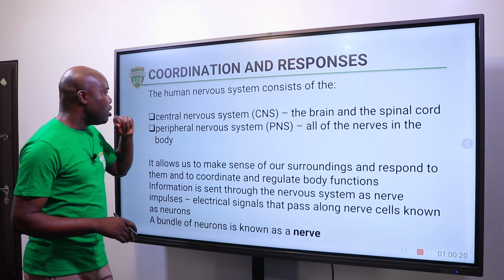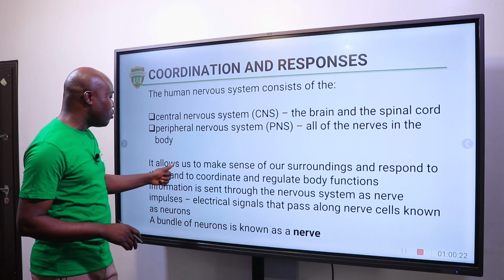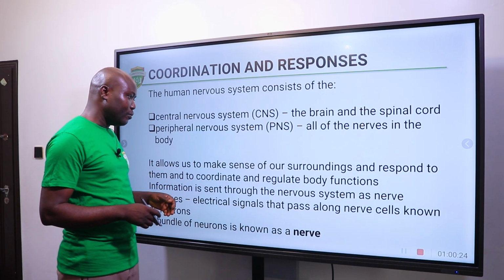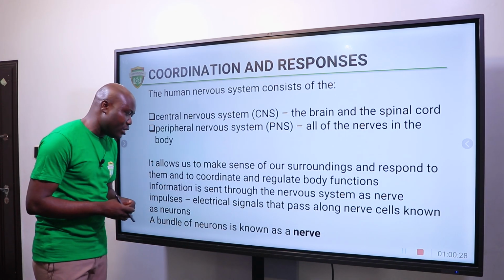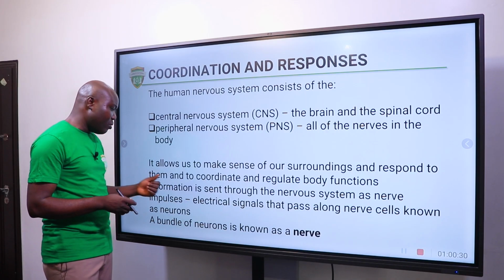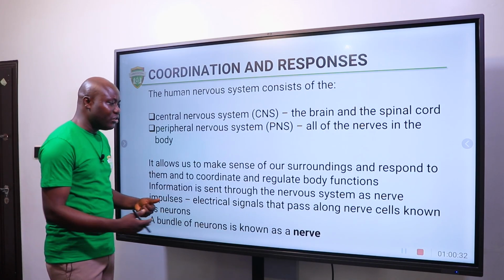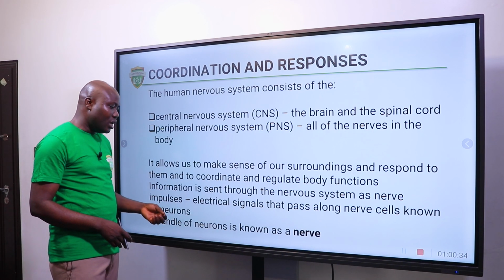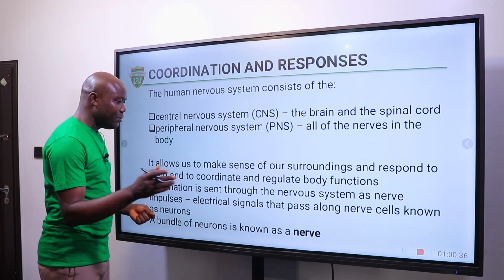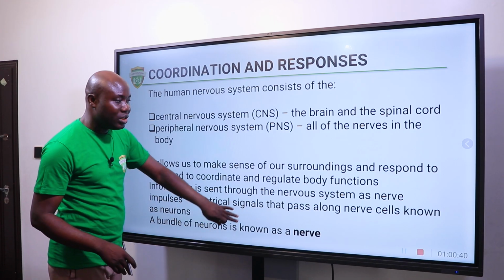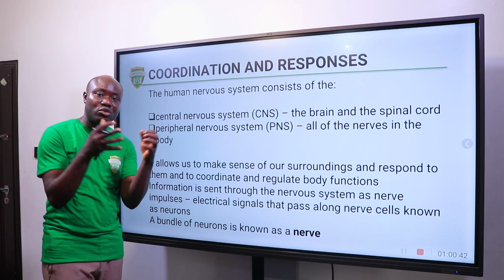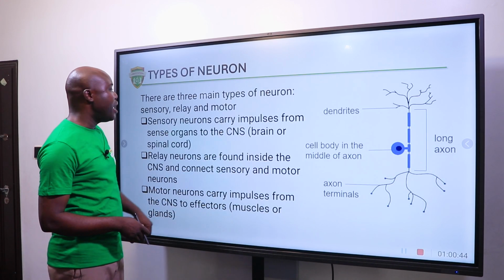Now, the nervous system allows us to make sense of our surroundings and respond to them, and to coordinate and regulate body functions. Information is sent through the nervous system as nerve impulses, electrical signals that pass along nerve cells known as neurons. Now, a bundle of neurons is known as what? Nerve. That means when you have plenty of neurons combined together, then you have a nerve.